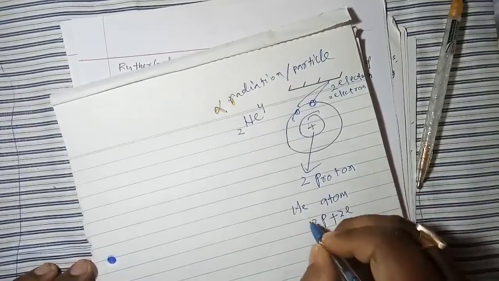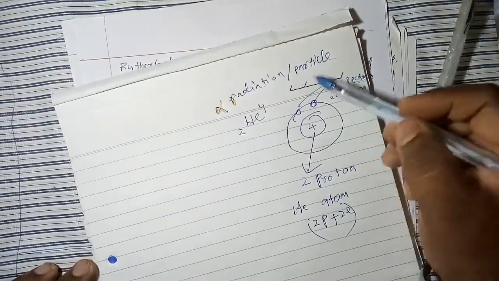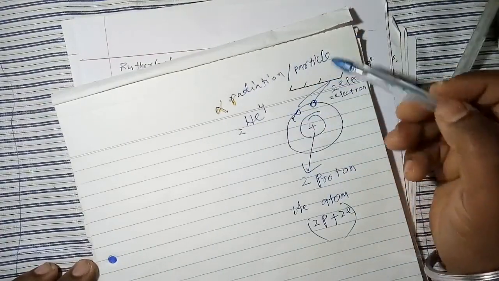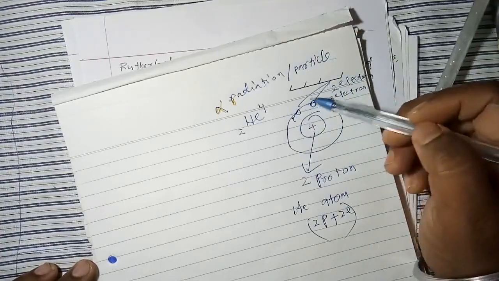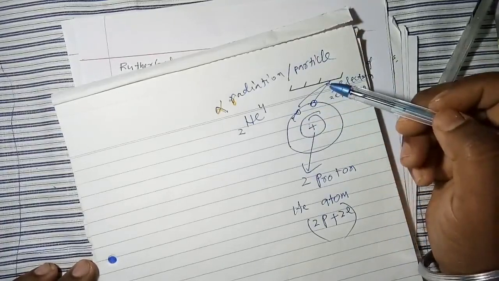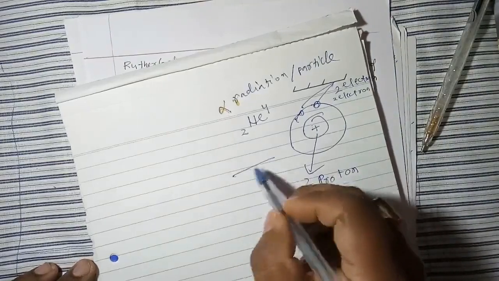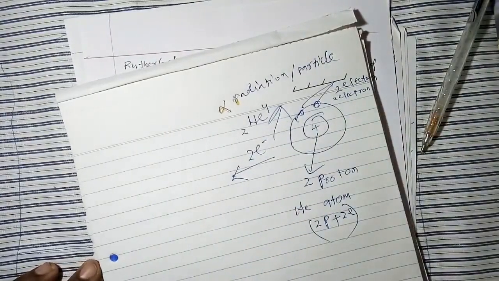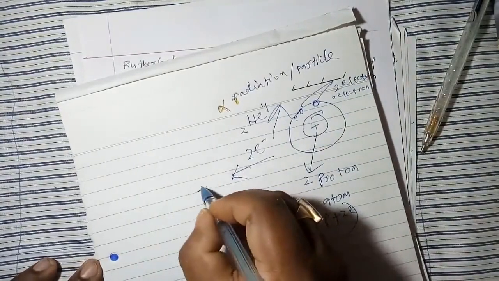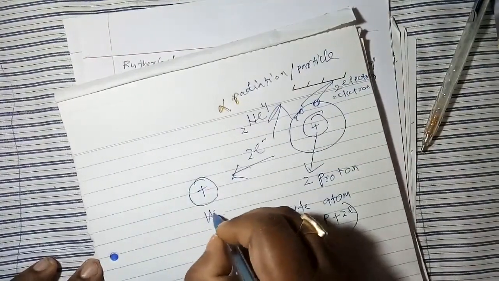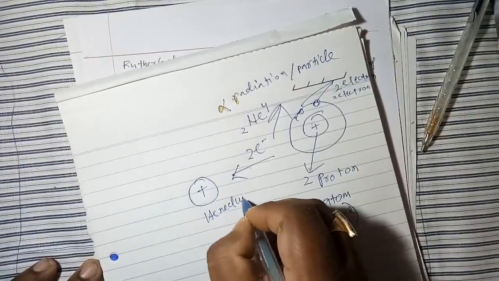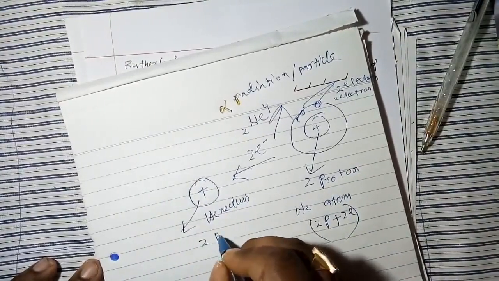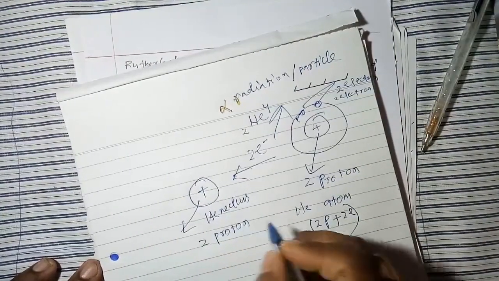That means in a helium atom we have 2 protons and 2 electrons. Now if somehow these 2 electrons are ejected or removed from the helium atom, what will be left? Only the helium nucleus will be left, right?